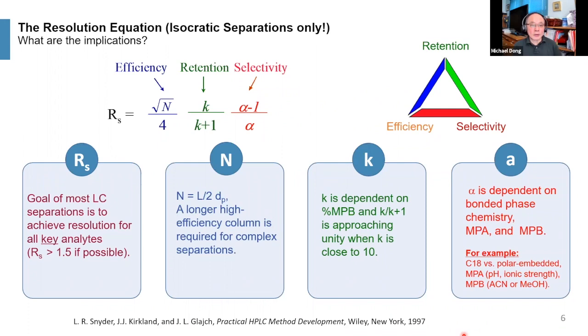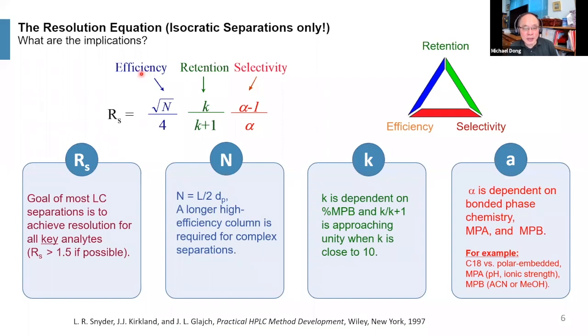Okay, so let's talk about the isocratic separation and the resolution equation, and what some of the implications are. So here's the resolution equation. The resolution equation is a quasi-quantitative equation. It defines the resolution that can be achieved from 3 different major factors.